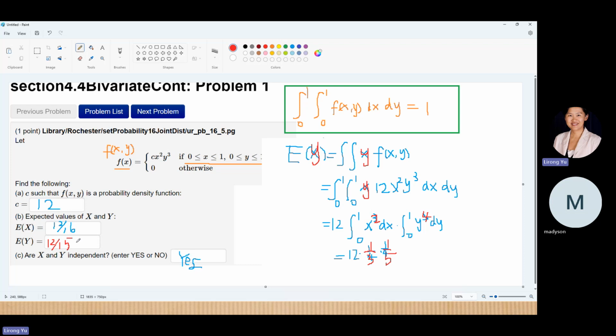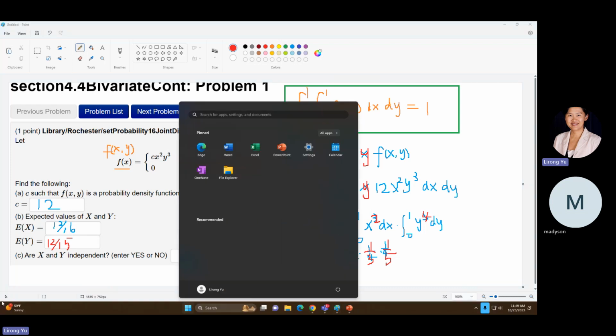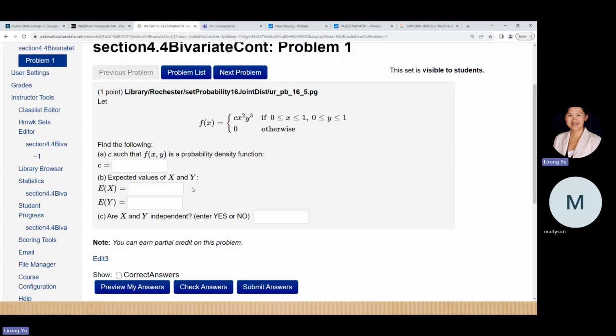So there's a lot of similarity once you go through the computation. So the answer for this question is going to be, here we have 12 over 16, and this is 12 over 15. For independence, we answer yes.